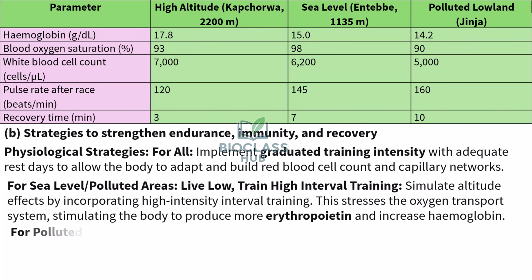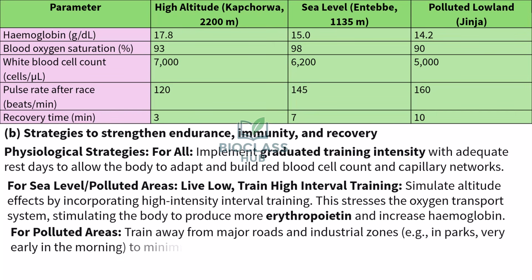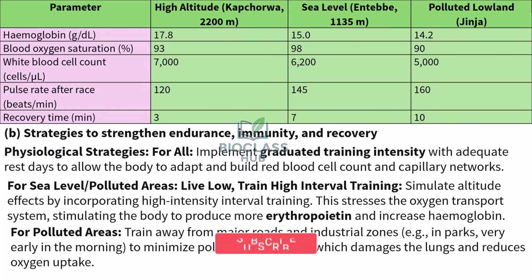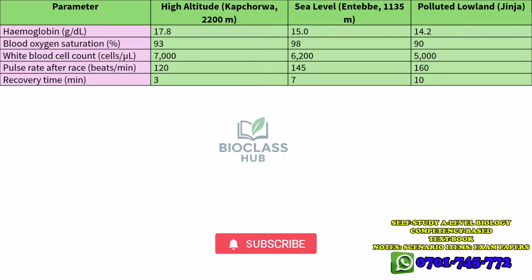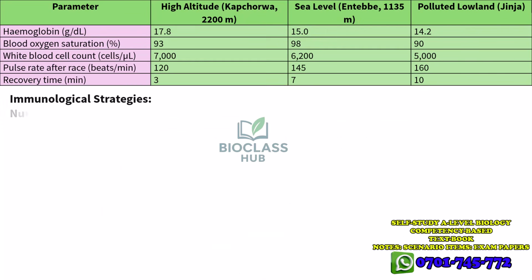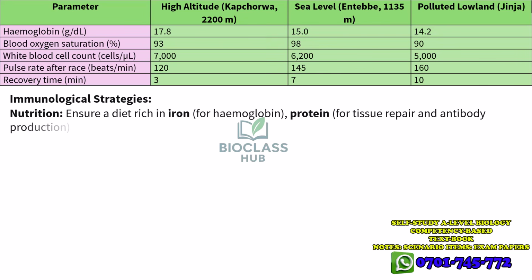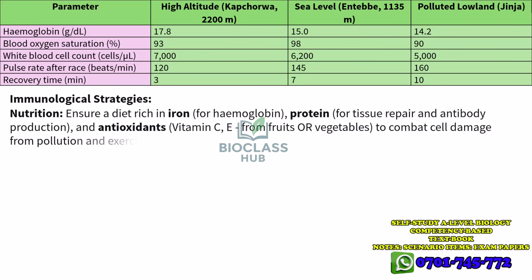For polluted areas, train away from major roads and industrial zones, in parks, very early in the morning, to minimize pollutant inhalation, which damages the lungs and reduces oxygen uptake. Immunological strategies. Nutrition. Ensure a diet rich in iron, for hemoglobin, protein, for tissue repair and antibody production, and antioxidants, vitamin C and E, from fruits or vegetables, to combat cell damage from pollution and exercise stress.